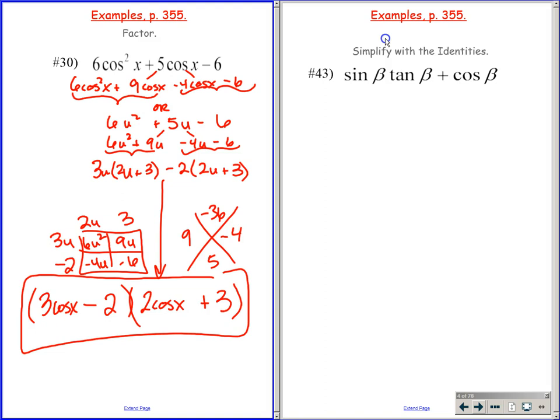Okay, so you can't factor, but why is it saying still to simplify? How can you make this simpler? Tangent can become good.